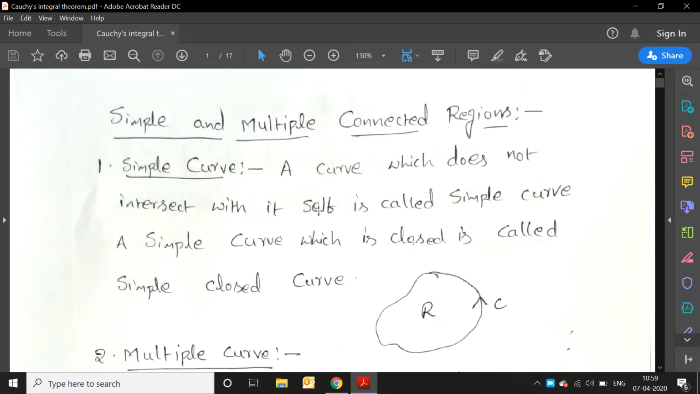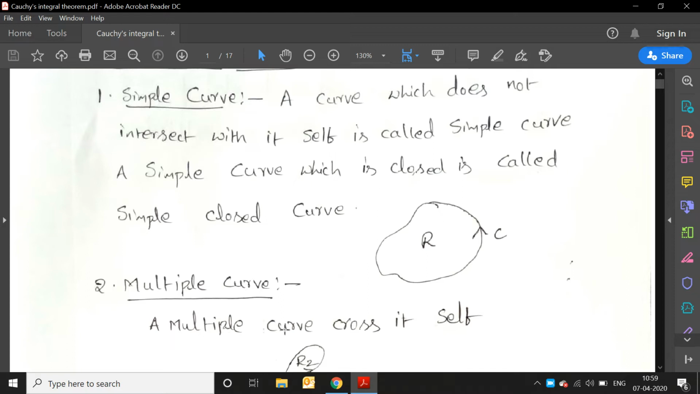A curve which does not intersect with itself is called a simple curve. A simple curve which is closed is called a simple closed curve. So here curve C is closed and it does not intersect itself. So this is one of the examples for a simple curve.